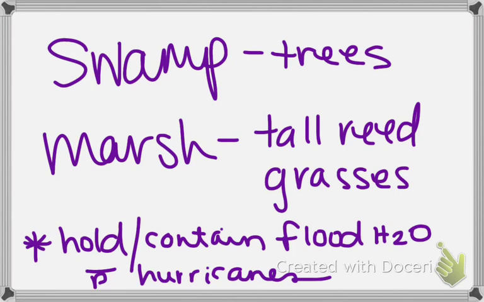And remember, marshes and swamps can both have alligators. They can both have snakes. They can both have all kinds of wildlife. There is not just certain wildlife that lives in a certain one. But we like them because they can hold back and contain those floodwaters from hurricanes.